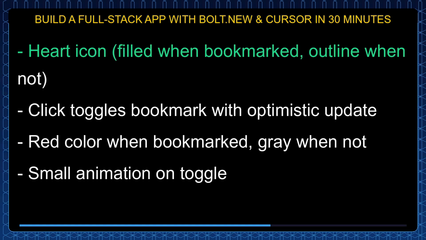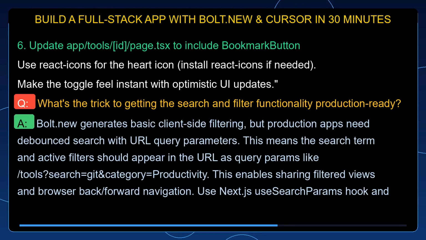5. Update ToolCard.tsx to include bookmark button. 6. Update app/tools/[id]/page.tsx to include bookmark button. Use React icons for the heart icon. Install React icons if needed. Make the toggle feel instant with optimistic UI updates. Q. What's the trick to getting the search and filter functionality production ready?